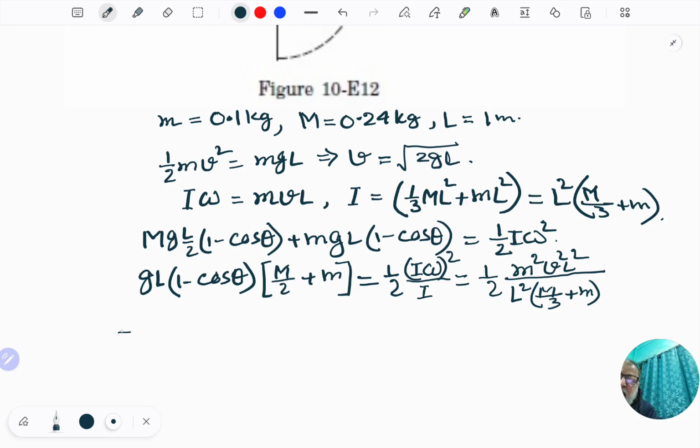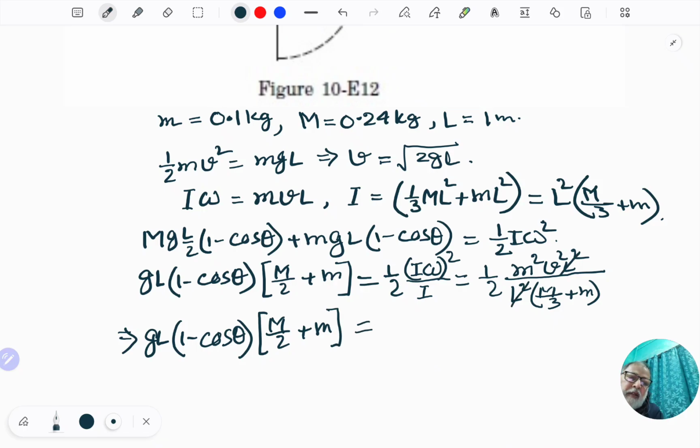In my next step, I can simplify this to gl into 1 minus cos theta into capital M by 2 plus small m is equal to, well, look here, the l square cancels out, and I can write it as half m square, and now I put the value of v as root 2gl, so v square is 2gl, divided by capital M by 3 plus small m.